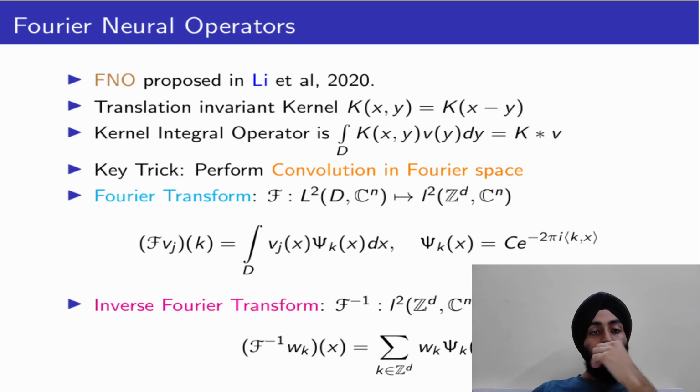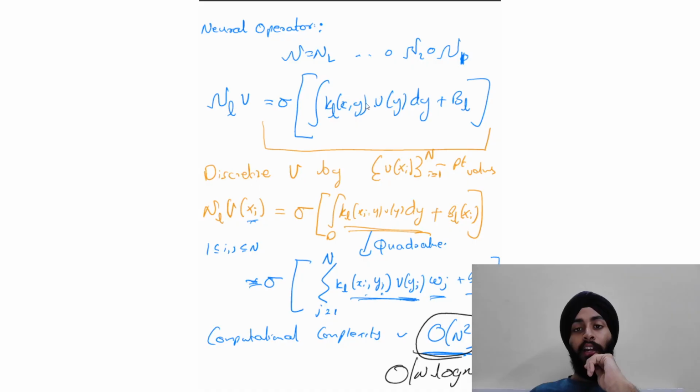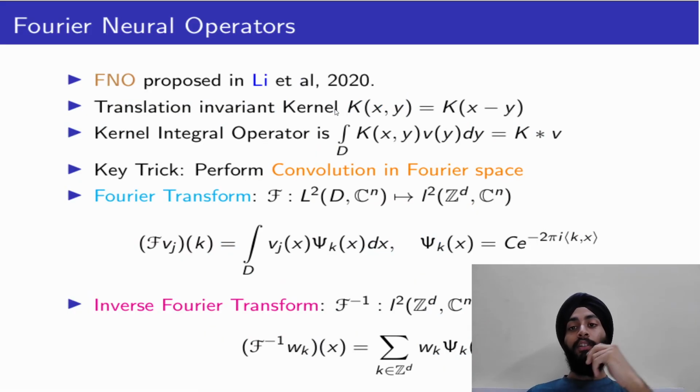So this FNO was proposed by Li et al. in 2020. Now what it essentially does is replace the continuous kernel that we had here with a translationally invariant kernel. Now there were two motivations why they did this. The first motivation was having a translationally invariant kernel. What a translationally invariant kernel means is that no matter what the x or y is, the output will only depend on the relative distance between them.